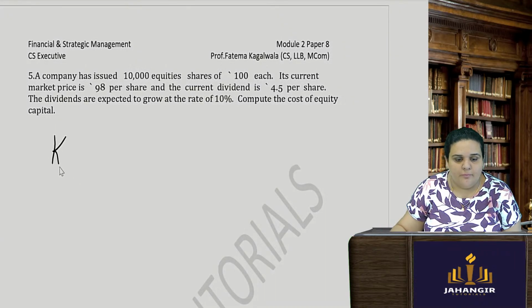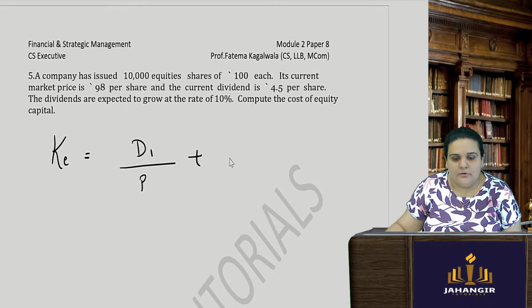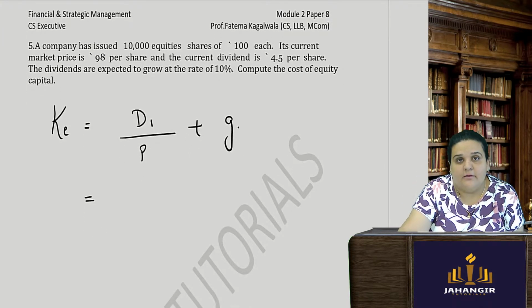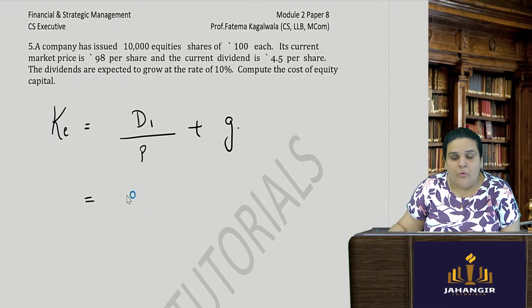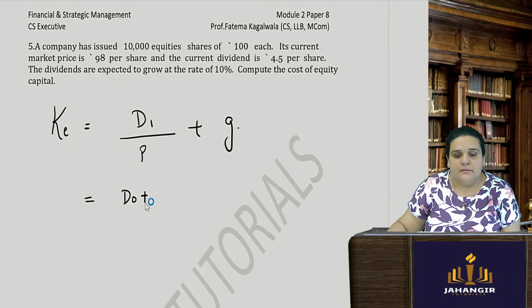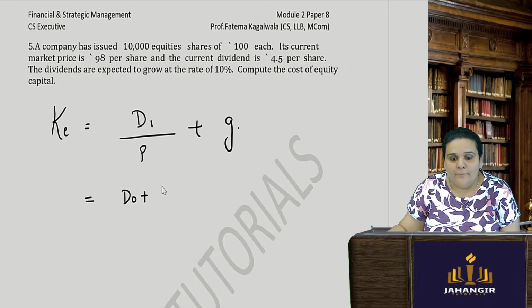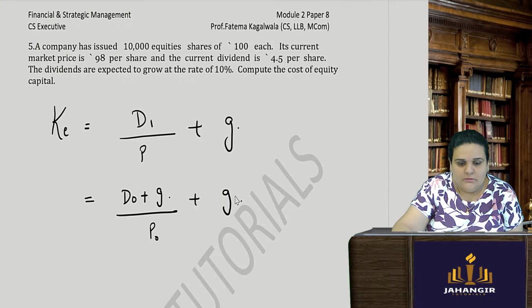So here I am going to put Ke is nothing but D1 upon the price, plus the growth. Now what is going to be my D1? D1 will be my future dividend, which will also have the growth factor in it. So how will I find my future dividend? D0 plus the growth percentage, upon the price. See how I am solving.